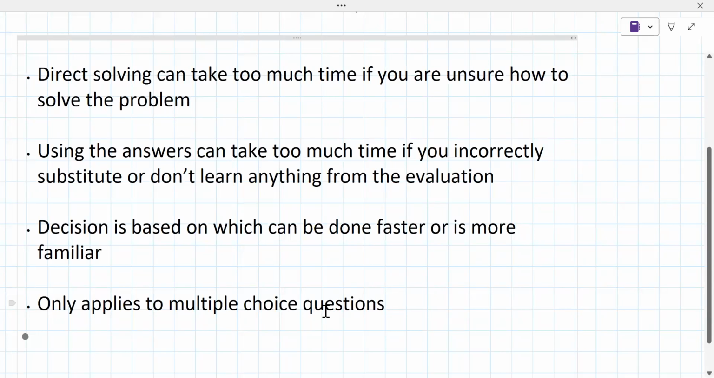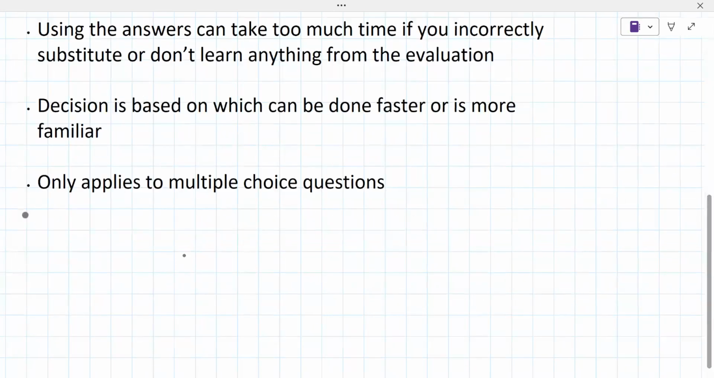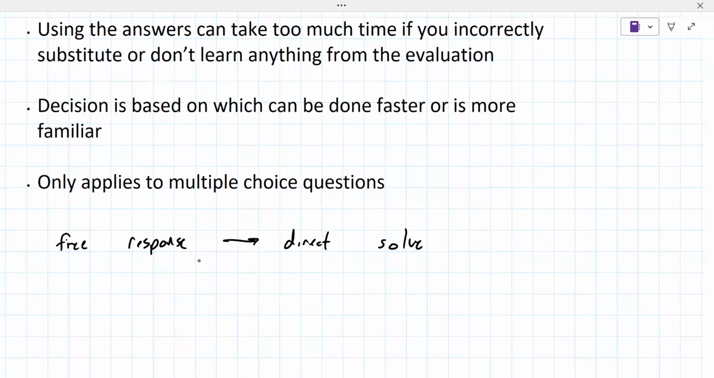Now, this strategy only applies to multiple choice questions, right? Obviously, if it's a free response question, which you will see, those are the ones where you have to fill in the answers, well, you have to directly solve because there are no answers to try.